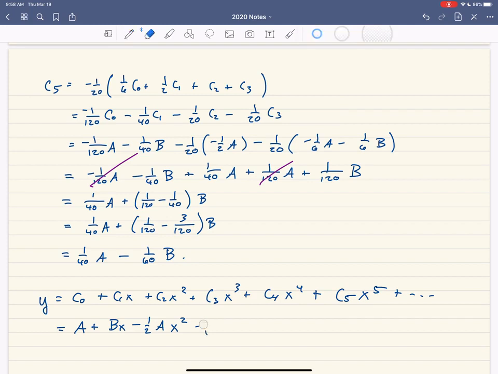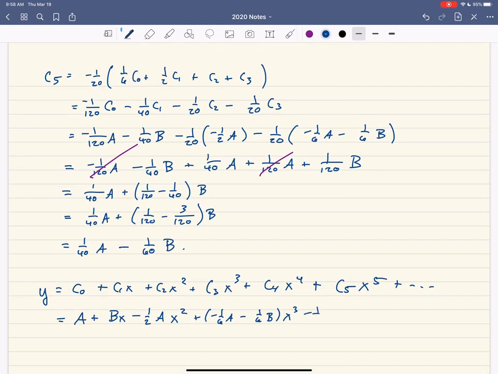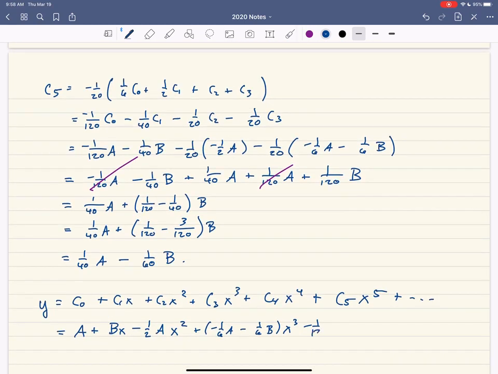C3 is negative 1/6a minus 1/6b. Let's think about how to write this here. Let's do it like this. We're going to have negative 1/6a minus 1/6b, x cubed. Now come back and we'll simplify that when we can. C4 happened to just be negative 1/12b. So let's say that's the x to the fourth constant. And then C5 we just found to be 1/40a minus 1/60b. That's the x to the fifth term.